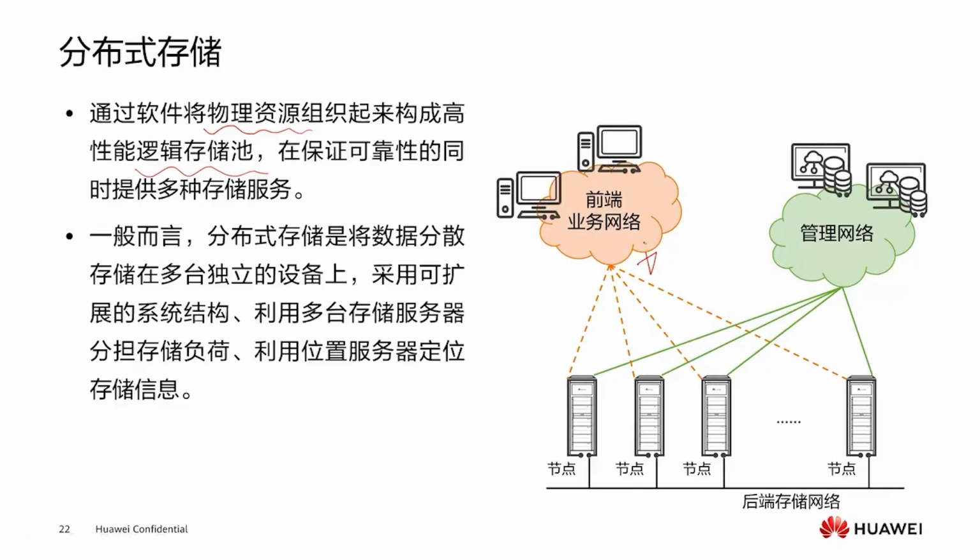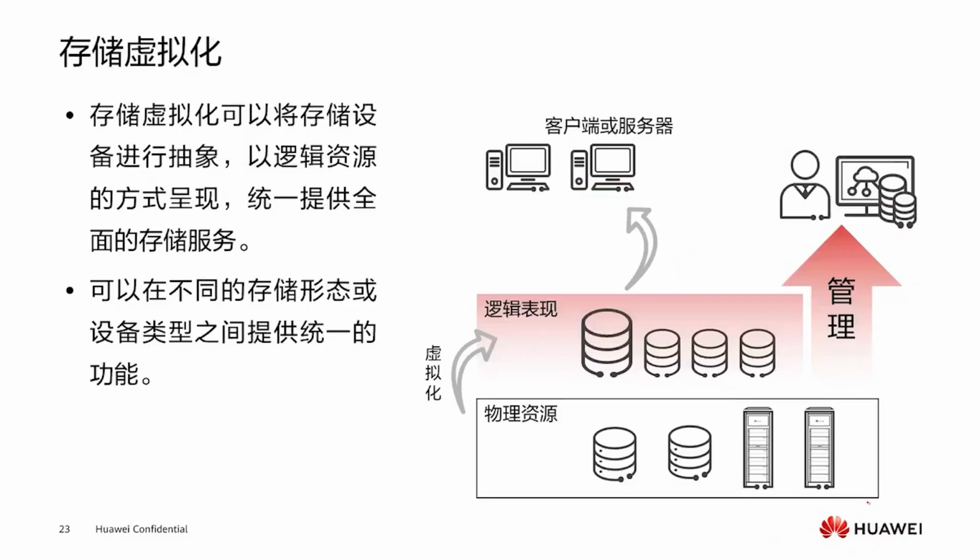In the distributed architecture, the front-end business network and management network are separated, and the business network and management network are also separated from the back-end storage network. In addition, in a distributed architecture, the performance and capacity of storage can be linearly expanded, resources can be elastically scaled, and flexibility is high.